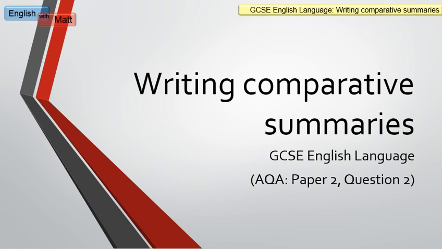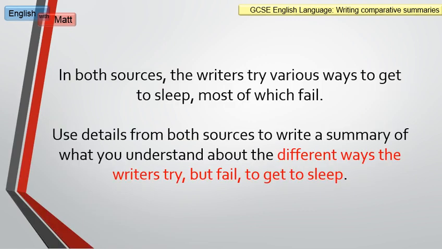This is for paper 2 question 2 if you are studying the AQA specification. The question that we are going to be looking at is the November 2022 paper, which was all about failing to get to sleep or insomnia. And this was the question. In both sources, the writers try various ways to get to sleep, most of which fail. Use details from both sources to write a summary of what you understand about the different ways the writers try but fail to get to sleep.